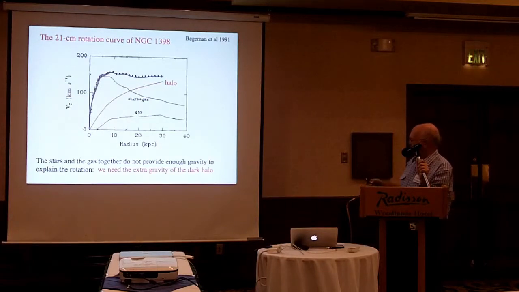So this is what I'm talking about, the 21 centimetre rotation curve of a particular spiral that has been well studied. This is how the rotation goes with radius. This is what you expect from the stars and the gas together, this one. And you need an extra contribution that looks like this in rotation against radius from a dark halo to give you the rotation curve you observe. And by now hundreds of galaxies have been observed in this way. And it's quite clear that the stars and gas together don't provide enough gravity to explain the rotation. You need the extra gravity of the dark halo.